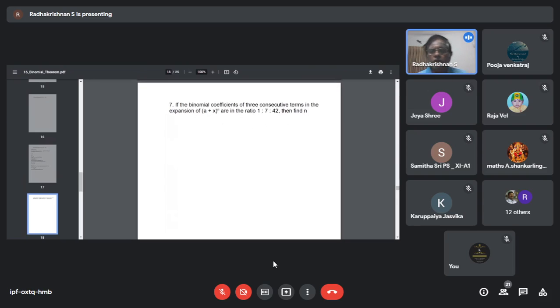So little more thinking is needed. That's all. The binomial coefficients of 3 consecutive terms in the expansion of a plus x whole to the power of n are in the ratio 1:7:42. Find n.